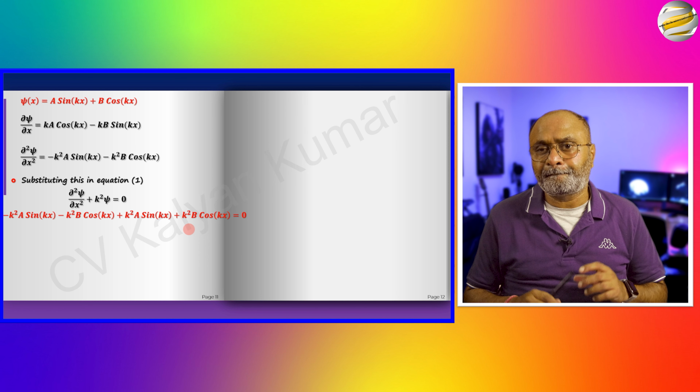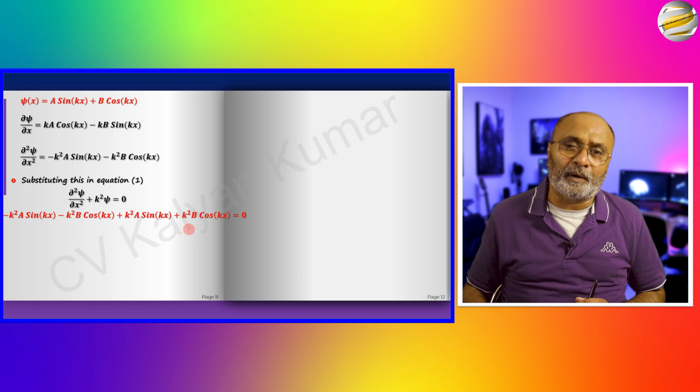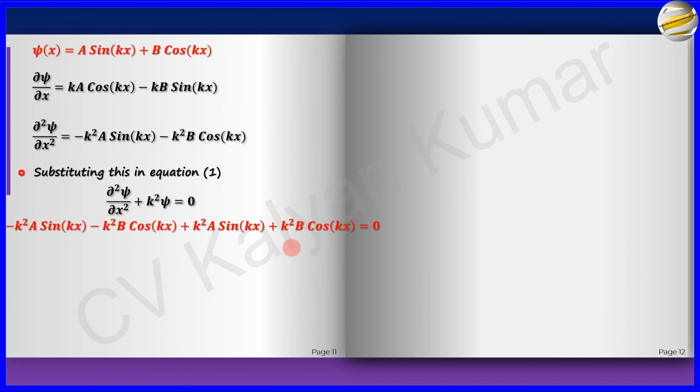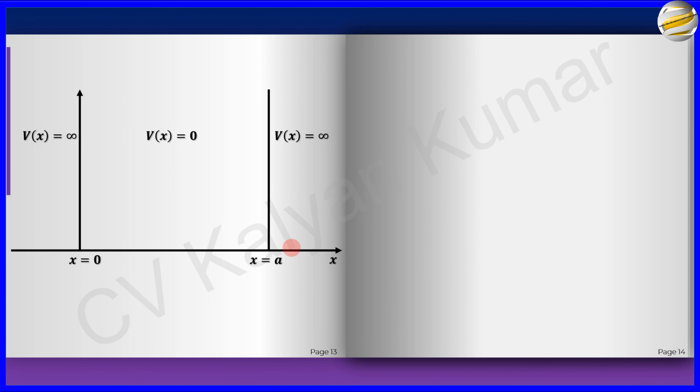Now, plugging this equation in a one-dimensional box, let's check again. So, this is the one-dimensional box. Psi of x is a sin kx plus b cos kx, and psi of x is 0 here, outside the box. Inside it is a sin kx and b cos kx.